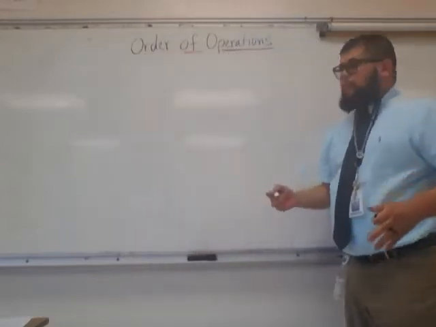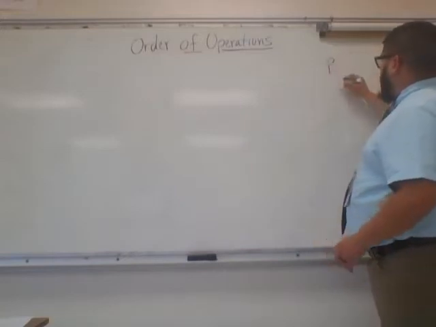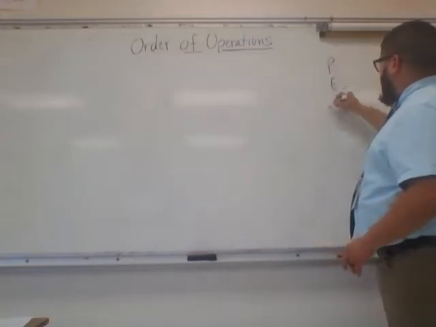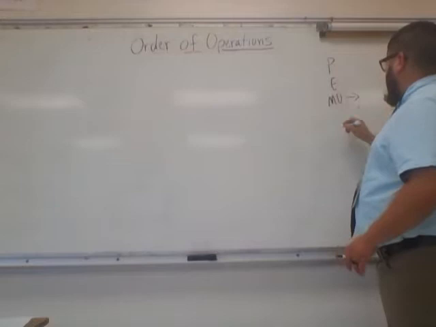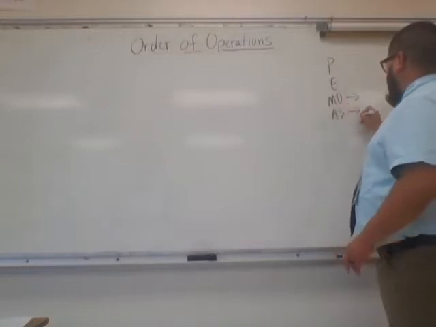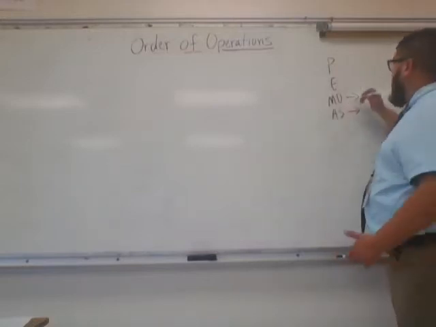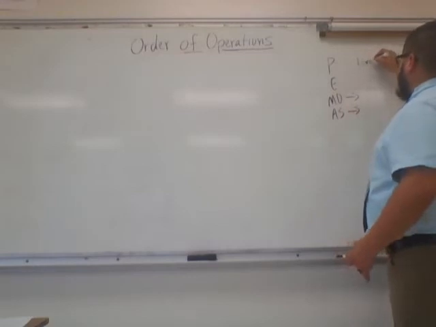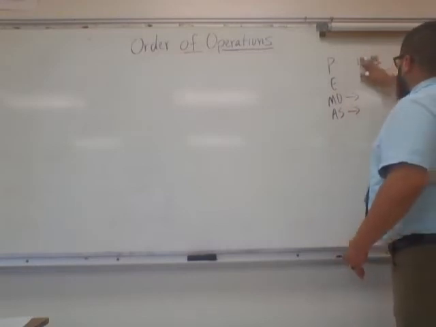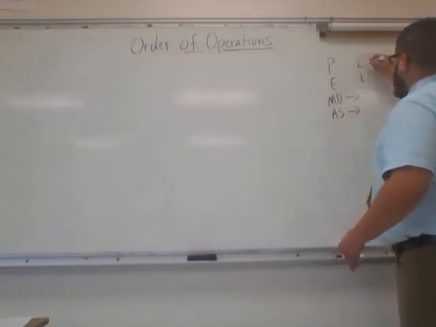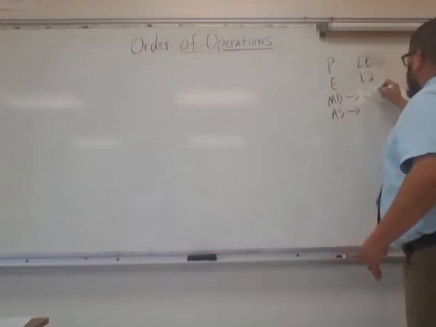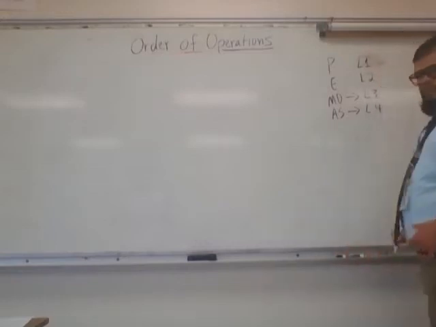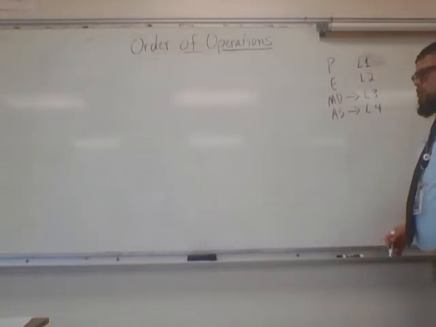So real quick, we want to remember that we've got parentheses, exponent, multiplication and division, first come, first serve, and addition and subtraction, first come, first serve, right? These are the different levels. I'm just going to write L. Level 1, level 2, level 3, and level 4, okay? Different levels for our order of operations.